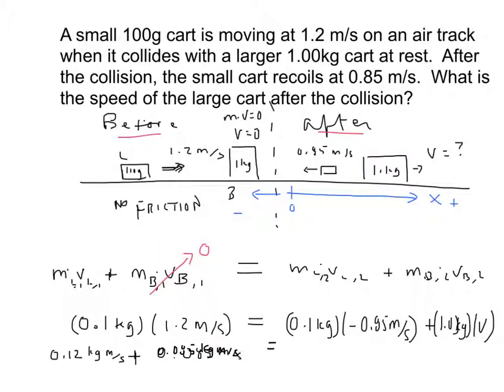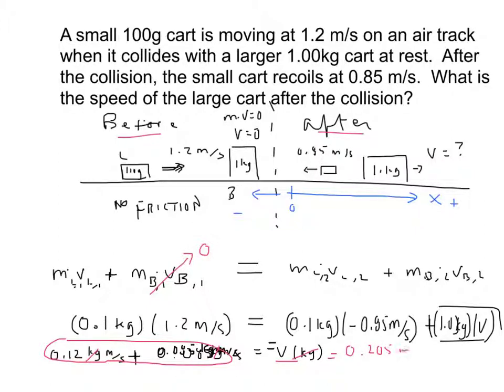the only thing left. It's equal to the velocity times kilograms. If we divide kilograms out from everything, we end up getting just meters per second for the velocity, and you see that you just have to add these two values together, and we get the velocity is equal to 0.205 meters per second in the plus x direction.